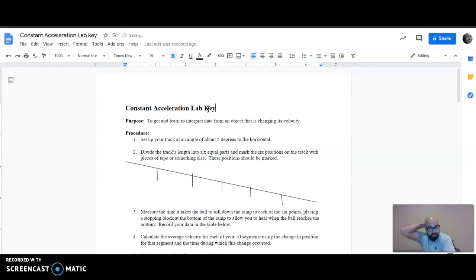I am going to go over that constant acceleration lab. So we got this back the other day. I haven't had a chance to make a key and go through it, so we're going to do that now.